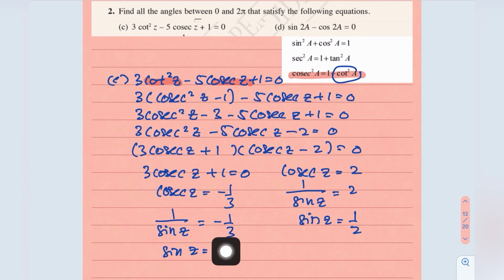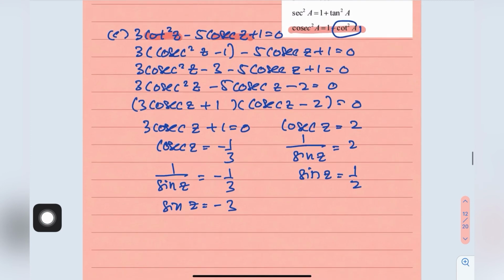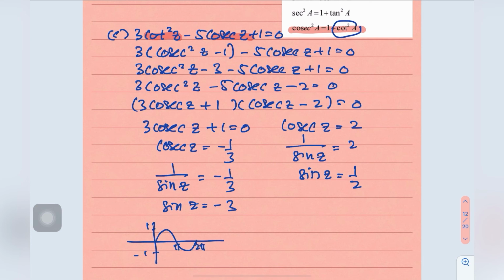For the first one, sin z equals negative 3. To solve this one, from the graph of sine, the graph goes from 0 to 2 pi, with maximum 1 and minimum negative 1. So the maximum value is 1 and the minimum value is negative 1. Here we got negative 3, so it is out of range. So for this situation, z is undefined.